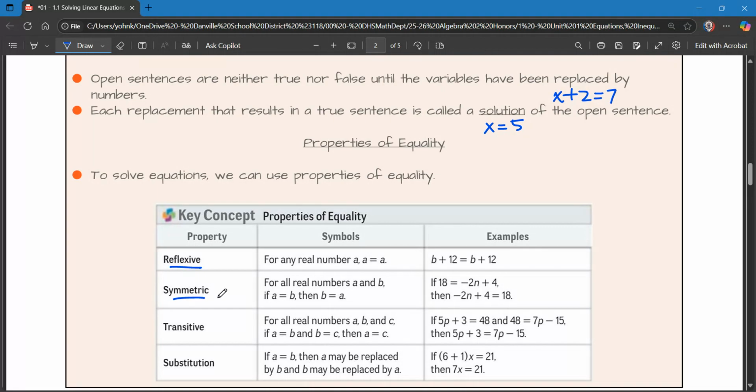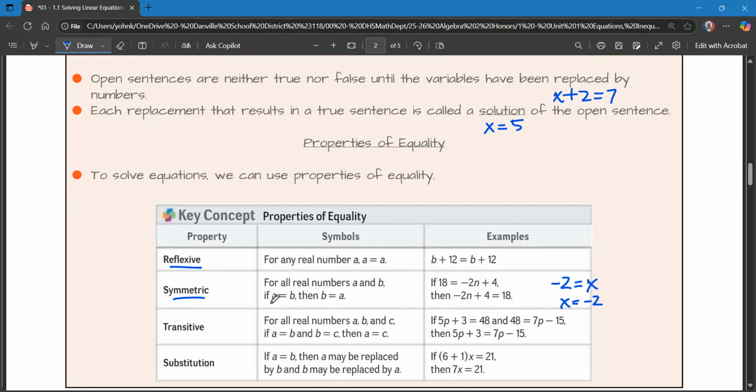The symmetric property of equality says for all real numbers a and b, if a equals b, then b must equal a. So for instance, if 18 equals negative 2n plus 4, then negative 2n plus 4 equals 18. It's kind of like when you get to the end of a problem and you get negative 2 equals x, and you're like, no, let's write it as x equals negative 2.